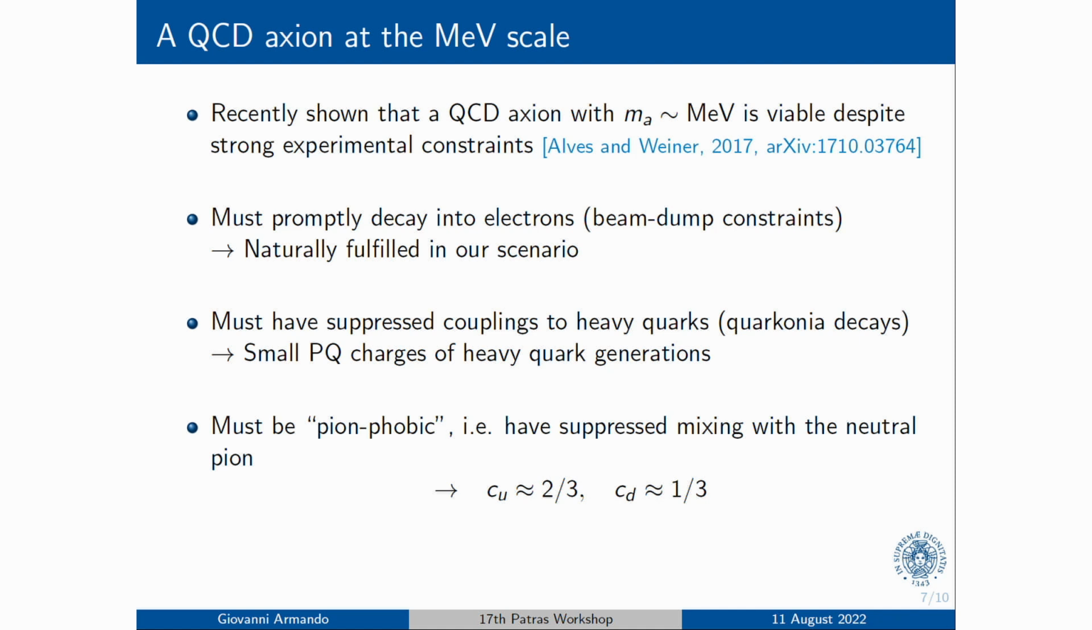And if you do an expansion in the chiral Lagrangian, and you look at the axion-pion mixing, you can see that you can obtain that by having the charge of the up be twice the charge of the down. And considering the charges that we had for the other leptons, a good way to solve that is to get charges in this range. So this is something that has to apply to all axions, QCD axions in the MeV scale.